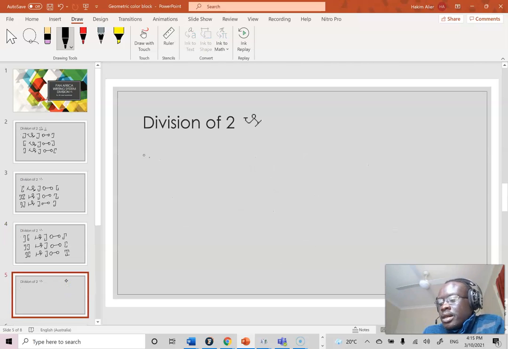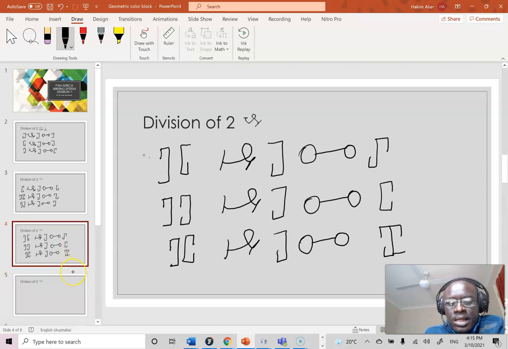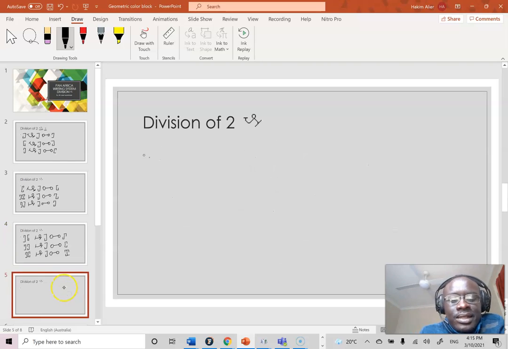We just continue on after 18 divided by 2. Sorry, I said 16. I meant 18. So 16 divided by 2 is equal to 8, and 18 divided by 2 will give you 9. And now after 18 divided by 2, we're going to write number 20.